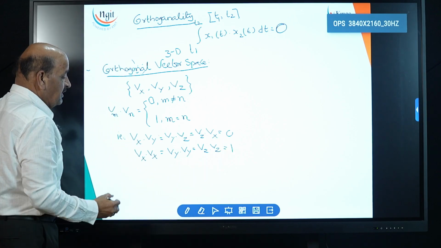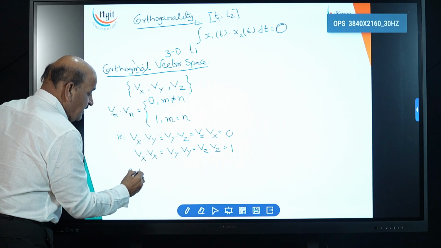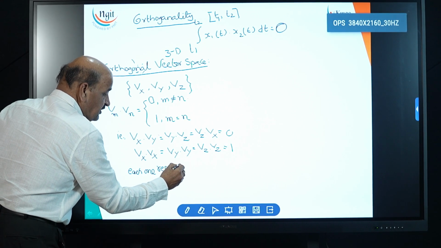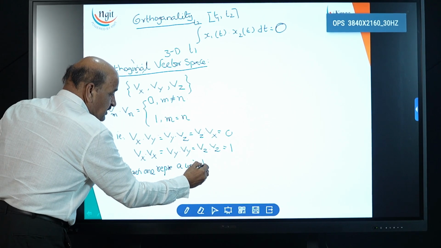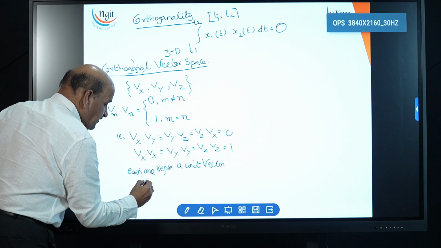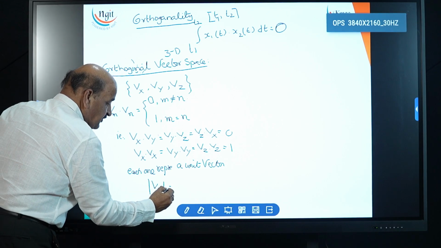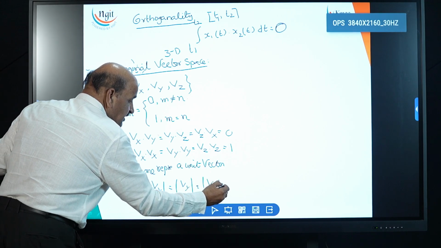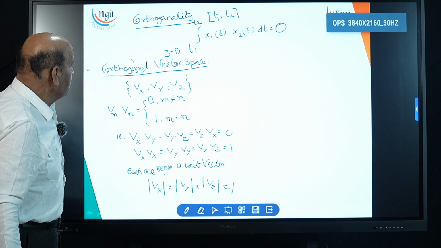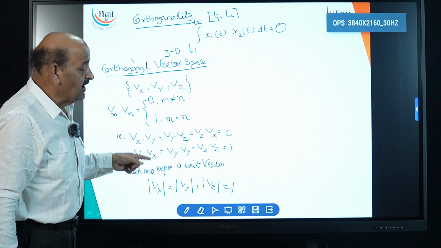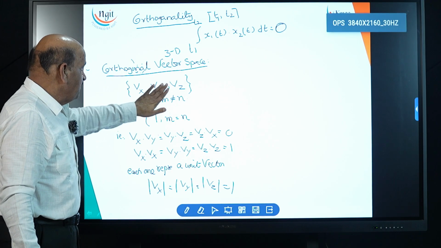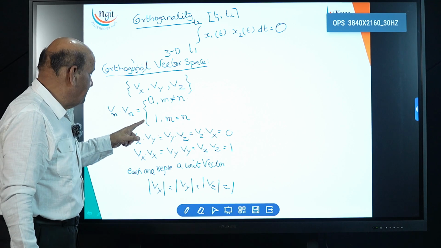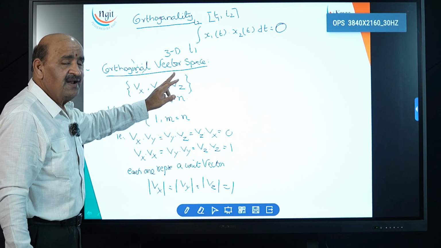Because each one represents a unit vector. So unit vector means what? Mod of Vx is equal to mod of Vy equal to mod of Vz equal to 1. So this is an orthogonal vector space. In the vector space, if every two vectors satisfy this rule, we call it an orthogonal vector space.